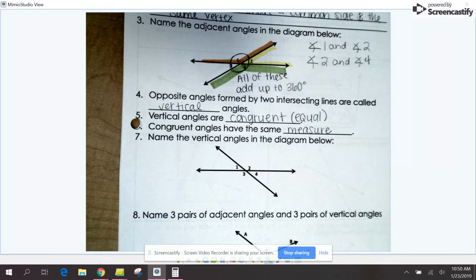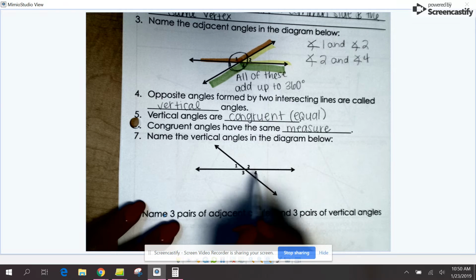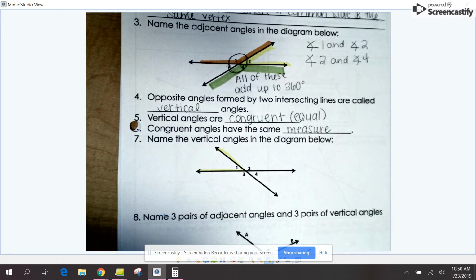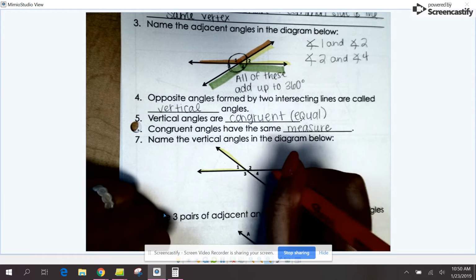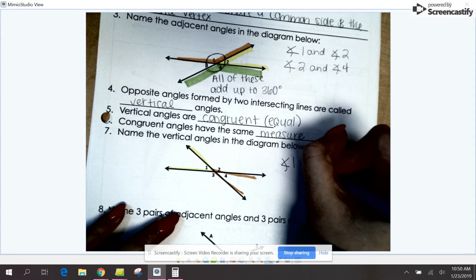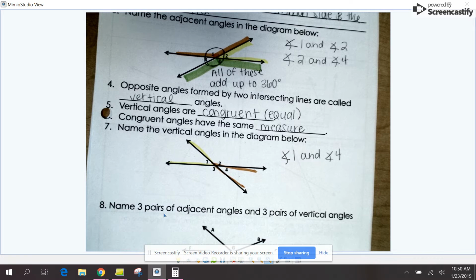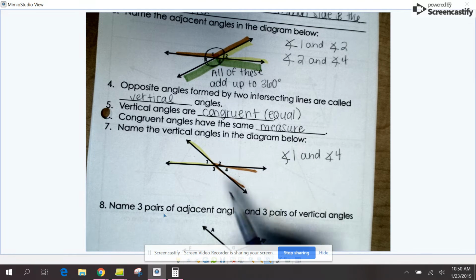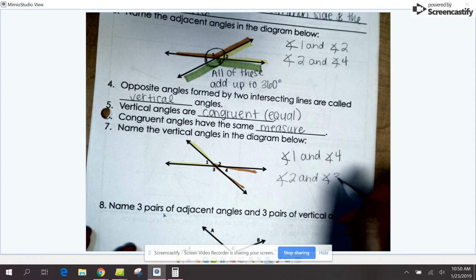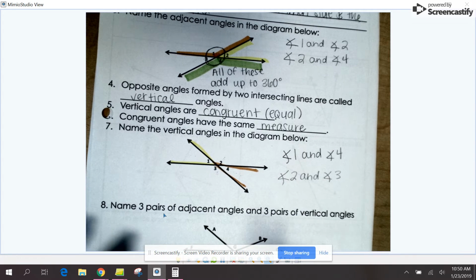So name the vertical angles. Well, here we want to go, they're across from each other. Those are vertical angles. So I would say angle 1 and angle 4. And I would write that over here, angle 1 and angle 4. They are equal to each other, okay? But then you could also say that angle 2 and angle 3, since they're opposite from each other, they are congruent. They are equal. Okay?